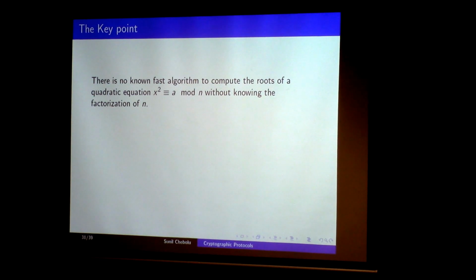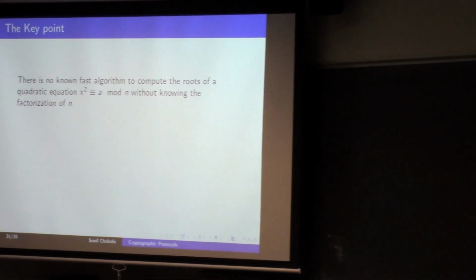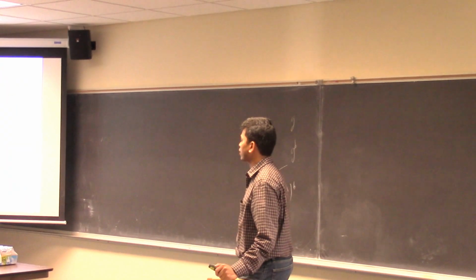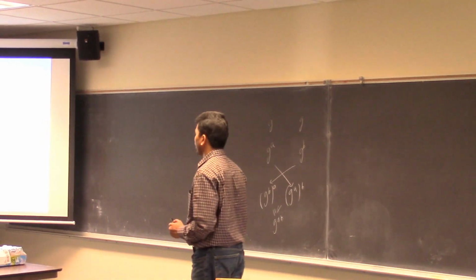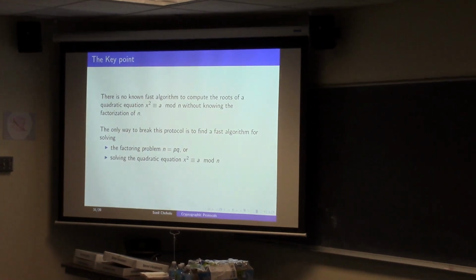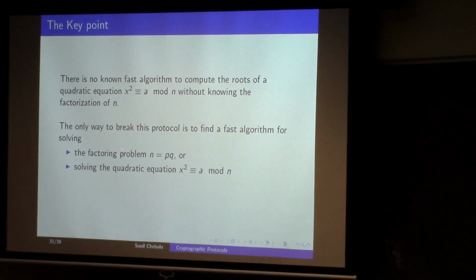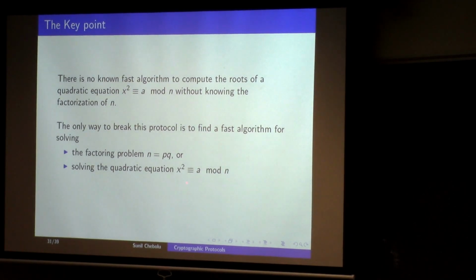But the key point is there is no known fast algorithm to compute the roots of a quadratic equation mod n without knowing the factorization of n. It really comes down to this fact. As of today, we don't know how to do that, right? So the only way to break the protocol is to either find a fast algorithm for factoring n as a product of p and q, or solving the quadratic equation. That's the only way to go. And it turns out that both these problems are equally hard on the time complexity scale.